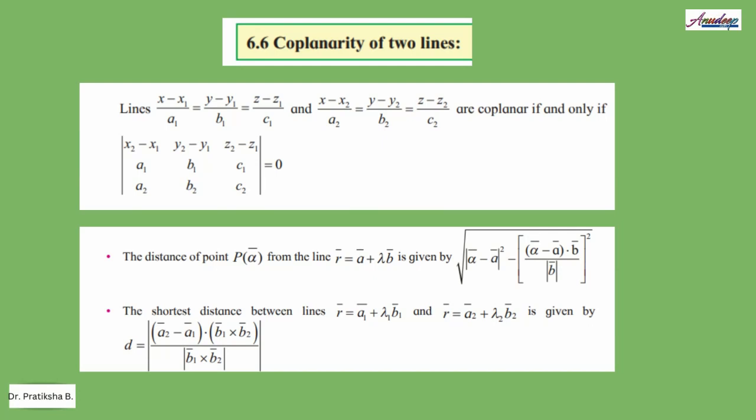The distance of a point P alpha from the line r equal to a plus lambda b is given by the square root of mod of (alpha minus a) the whole square minus ((alpha minus a) dot b upon modulus of b) the whole square. So you have to evaluate the two terms separately, subtract them, and then take the square root. The shortest distance between the lines is given by d equal to (a2 minus a1) dot (b1 cross b2) upon magnitude of b1 cross b2.